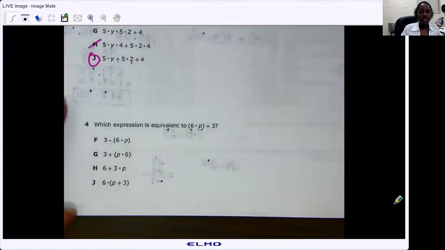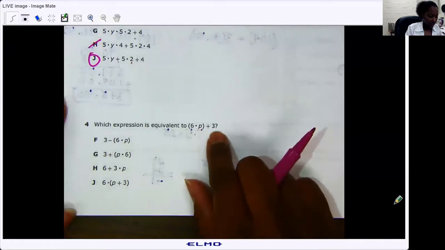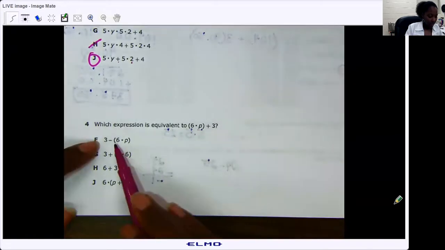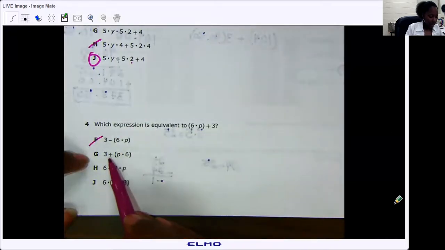Which expression is equivalent to 6 times (p plus 3)? Okay, 6 times (p plus 3). We have 3 minus 6 times p. Nope, we don't have any subtraction, so we can cross that out. 3 plus p times 6, maybe. 6 plus 3 times p. No, I don't think that one either. 6 times p plus 3. All right, we're between G and J.